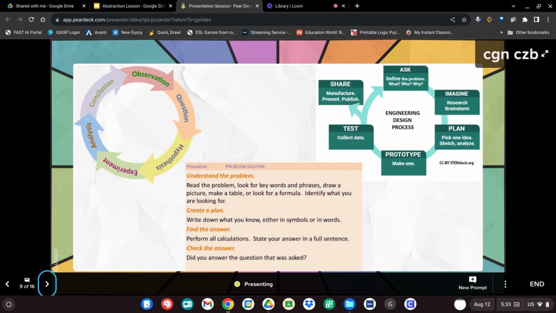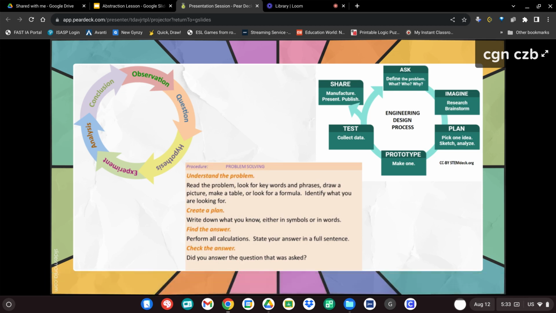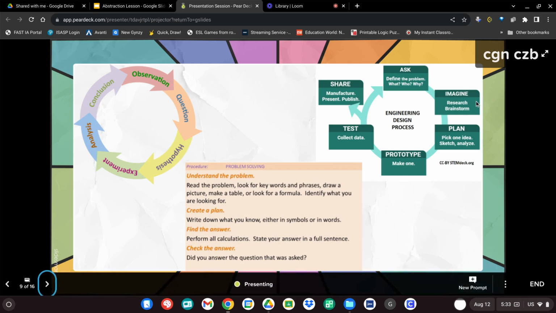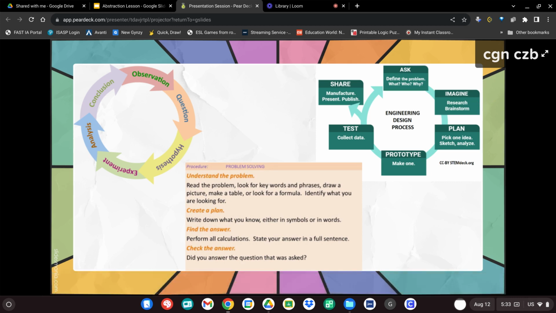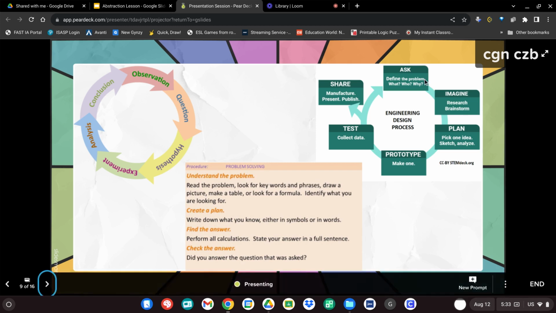Or our engineering design process. So you start with ask. You define the problem. What is the problem? Who has it? And why? Then you're going to imagine. You're going to research and brainstorm and try to come up with a way to solve or answer that problem that you had in the first step.